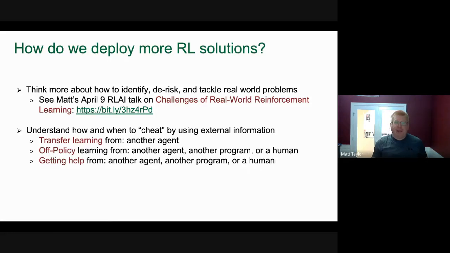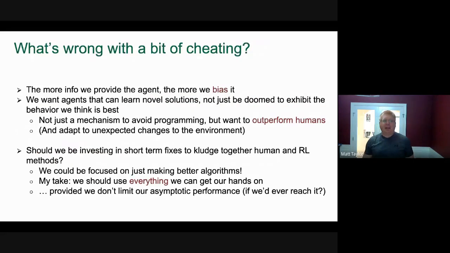So before I go into any of these, I do want to admit that if we're incorporating this kind of knowledge, then we are absolutely biasing our agents. You know, we really want our agents to learn novel solutions. We are not using reinforcement learning to save time on programming. It's not that I have come up with the best way of trading stocks and I am just too lazy to write all that down. No, it's that I don't know the right thing. But I probably have some information that could help that agent learn.